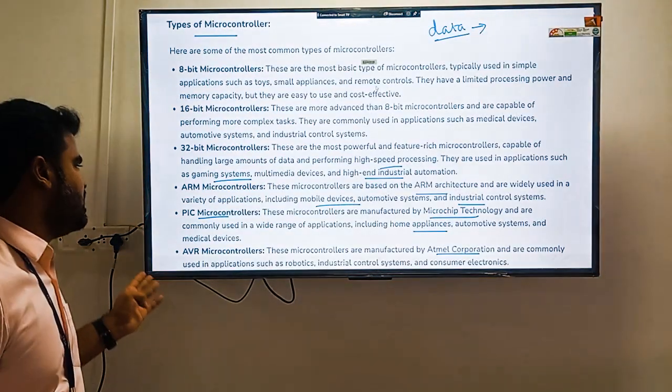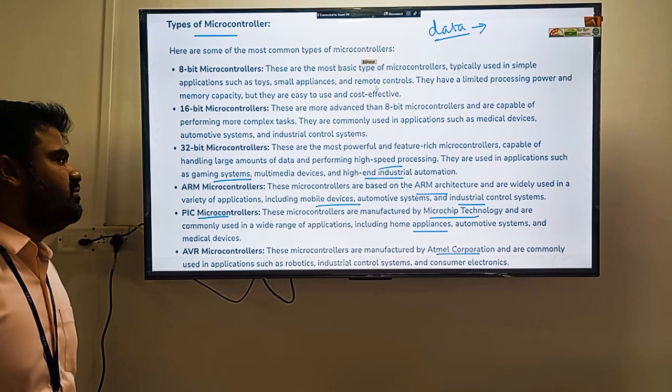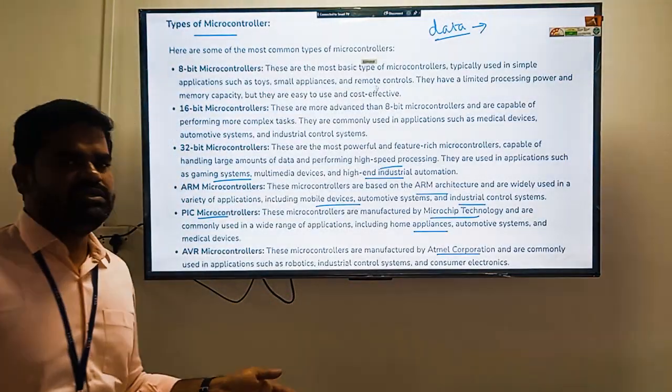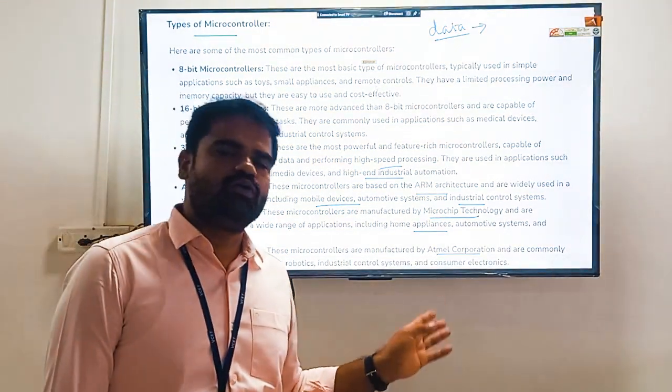So next one is AVR microcontrollers. It is manufactured by Atmel Corporation, commonly used in robotics. It will be used for robotics purposes.